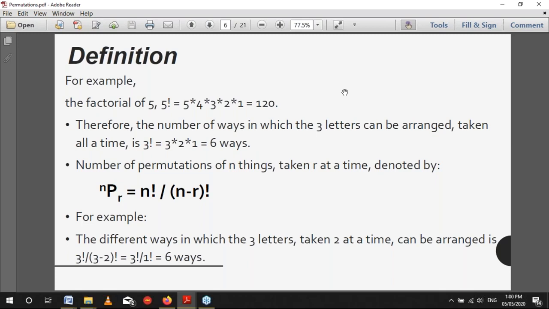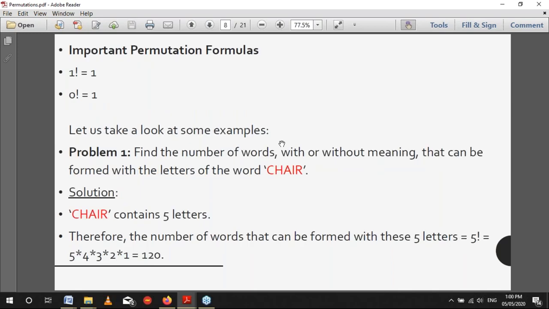Now, let's take note of important permutation formulas. 1 factorial is 1. 0 factorial is 1. Please take note. Now let's solve another problem, because we're going to be solving lots of problems here.